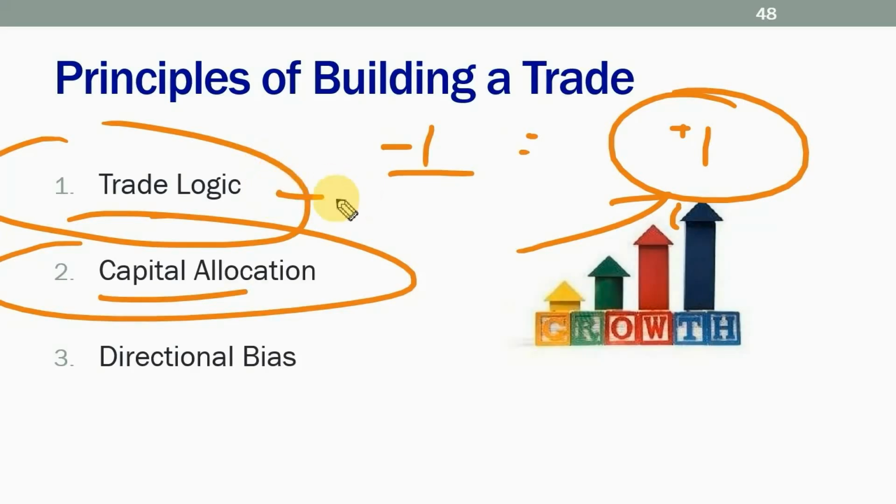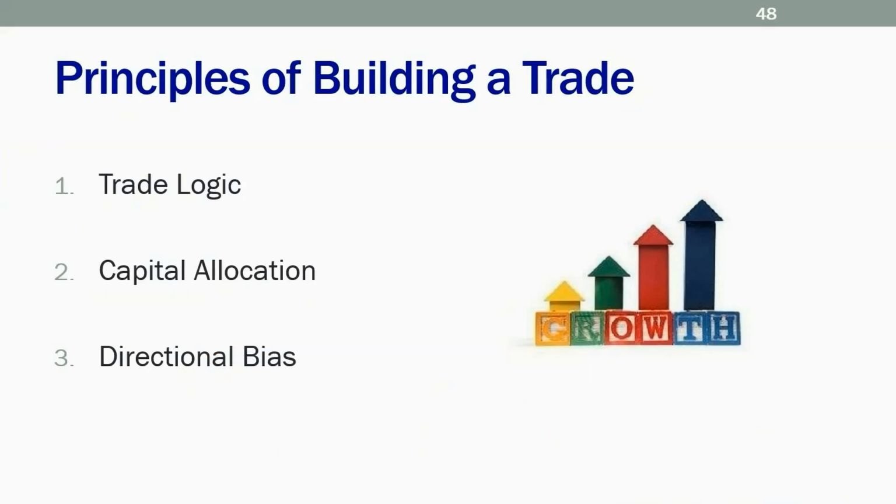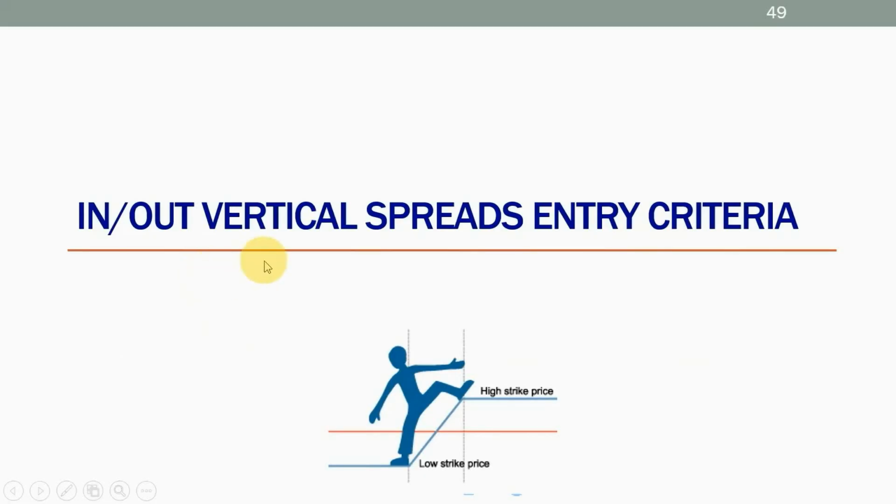And the trade logic in this: there's a higher probability of hitting the target before losing the dollar. So in a risk one to make one scenario, risk reward ain't all it's cracked up to be, because risk reward means nothing if you don't have probabilities behind it. I'll say that again, risk reward means nothing unless you actually factor in the probabilities behind it. With that, we're going to start to step into in-out vertical spreads entry criteria.